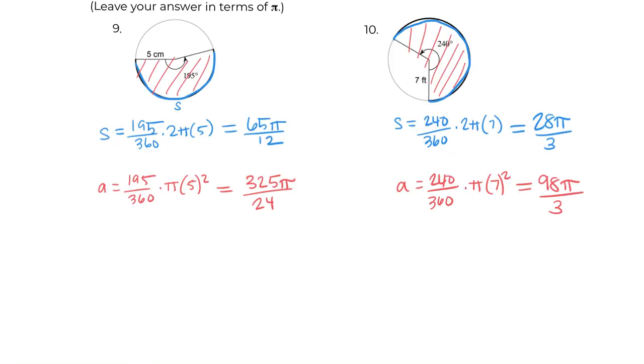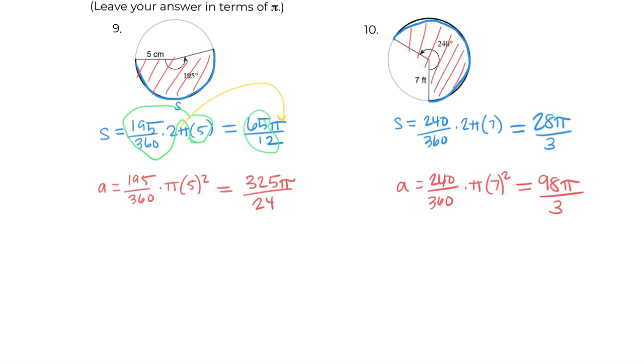Okay guys, here are my answers. For arc length, remember I am using my percentage of the circle, so my angle over the total 360 times circumference. In this case, r is 5. When I type in, I'm typing in everything except the pi. And that's where I got this fraction from. And then I just tack the pi on the numerator since it's multiplying. Okay, and I get 65 pi over 12.